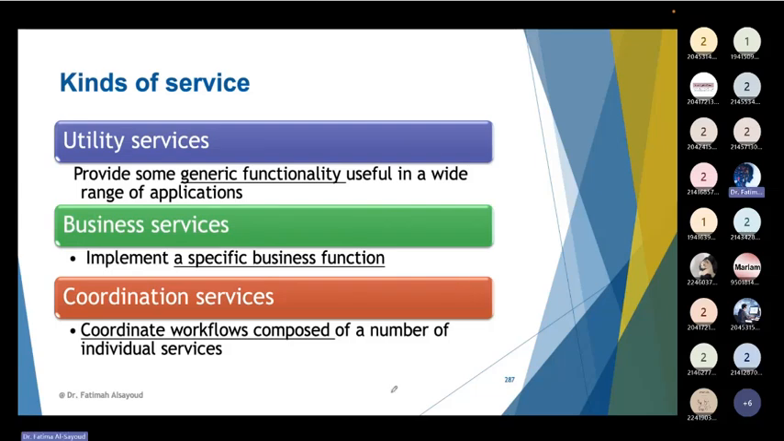We have three types of services: utility, business, coordination. Okay, now I'm trying to use an example that fits both male and female. Okay, you go to clean your car, which is all of us, properly. We may need it one day.